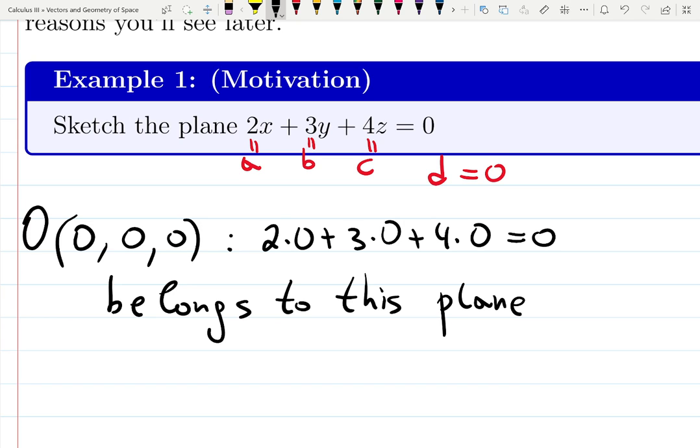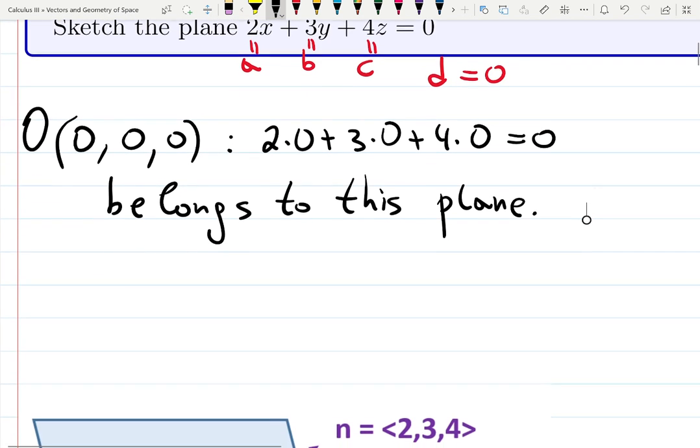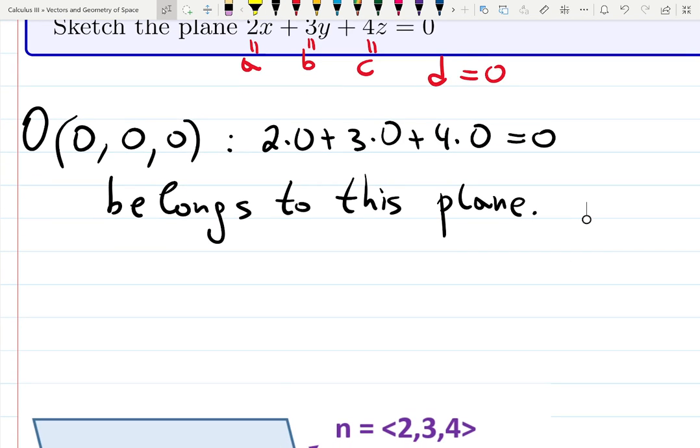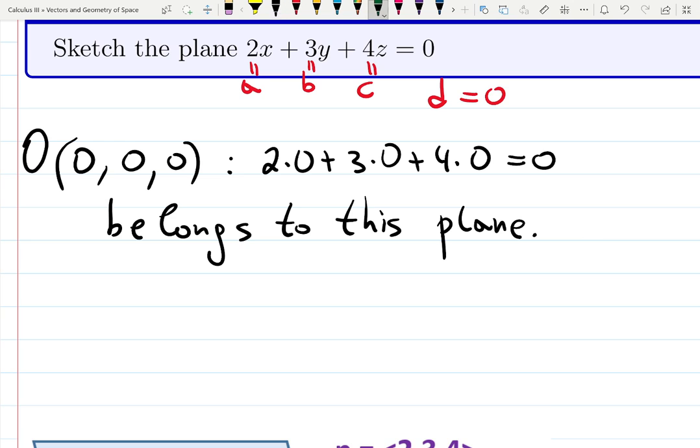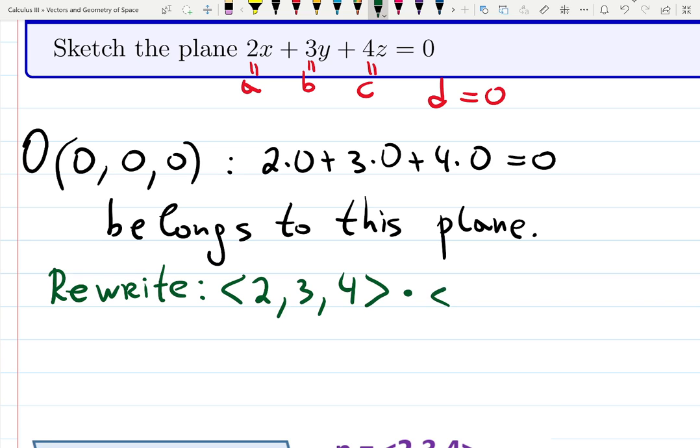So, first of all, now we know it goes through 0, 0, 0, the origin. Second thing is to notice, how can I rewrite 2x plus 3y plus 4z equals 0? Look at this, and this is kind of the most important thing you should understand. We can rewrite like so: the vector 2, 3, 4 times the vector x, y, z equals 0.